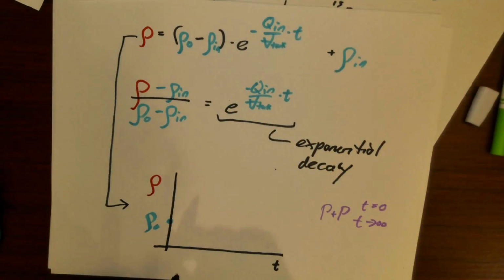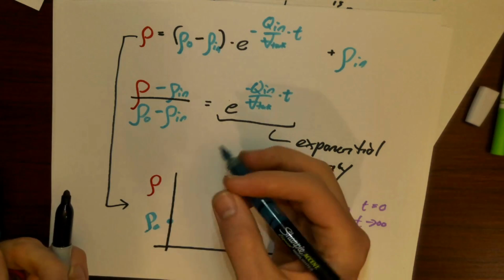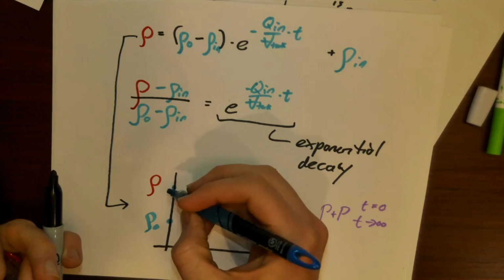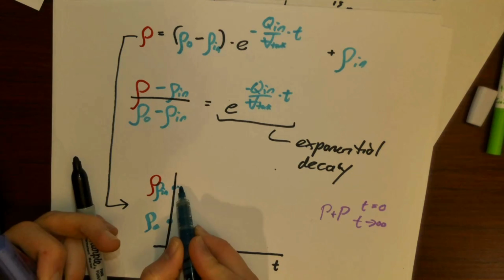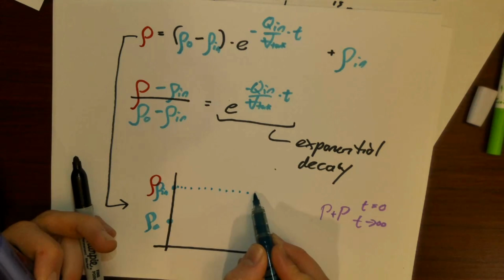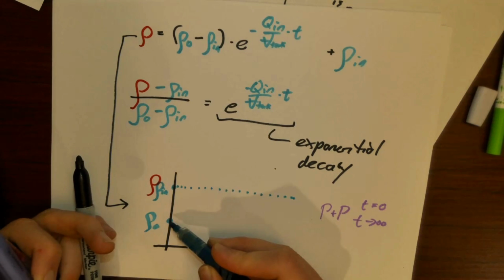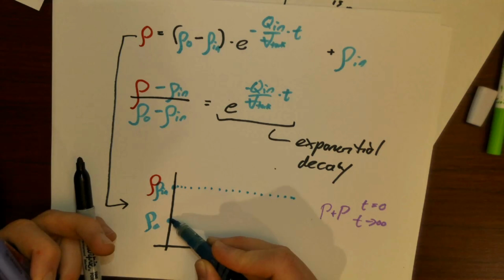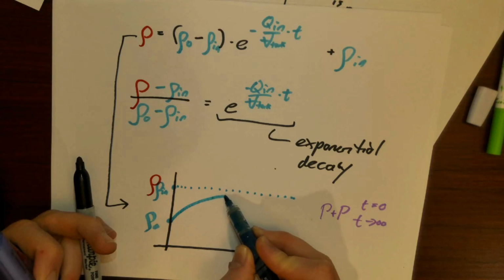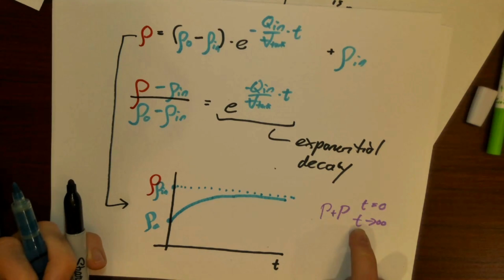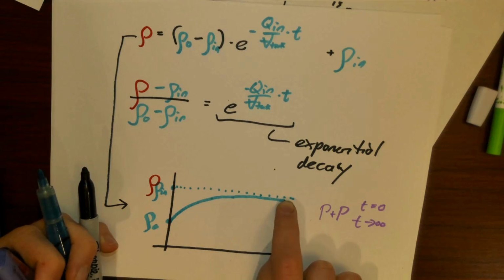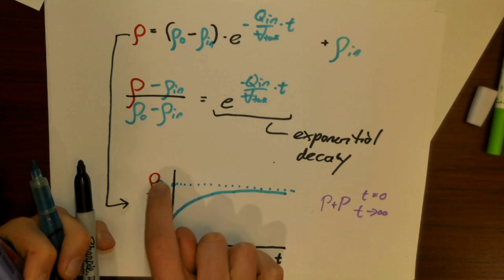So as time approaches infinity, let's just say rho infinity is rho in, some different value. There's going to be some asymptote, and the curve is going to exponentially approach this. So as time approaches infinity, we get this exponential approach, this asymptotic behavior towards the input.